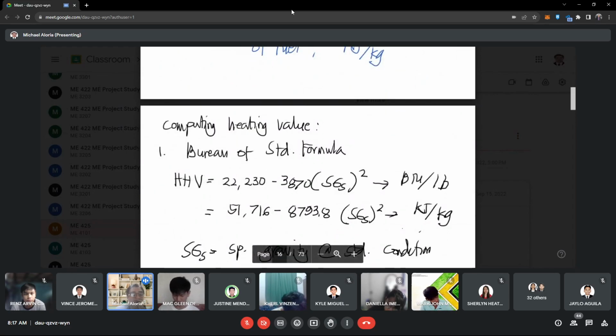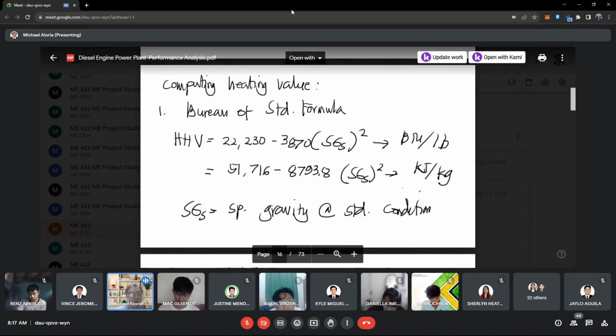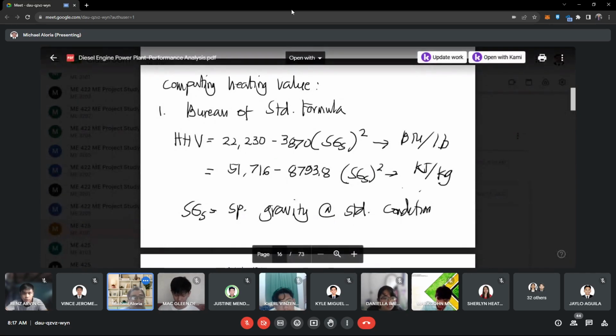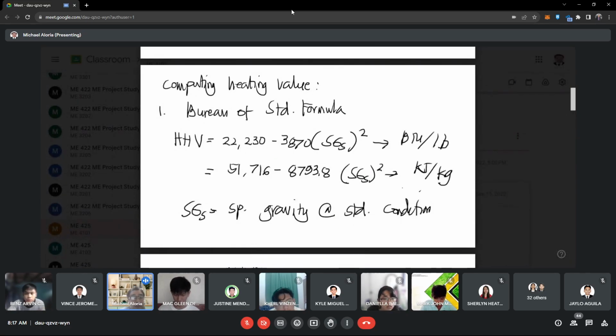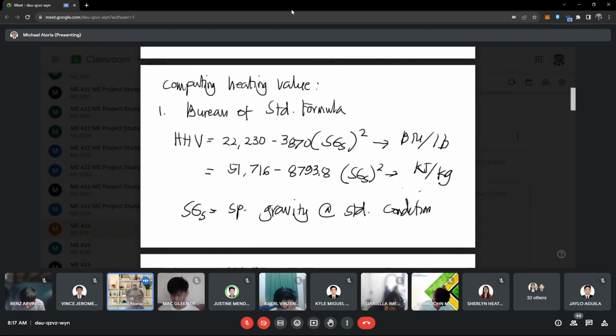So how can we measure your heating value? Dalawa kasi yung tinatawag nating heating value. First is the higher heating value. We can compute the higher heating value using Bureau of Standard formula. This is just a recall, combustion engineering. If you are given your specific gravity at the standard condition, we define it as SGS. There are two equations involved. First, we use the BTU per pound, the English units, and the other one is the higher heating value in terms of kilojoules per kilogram.